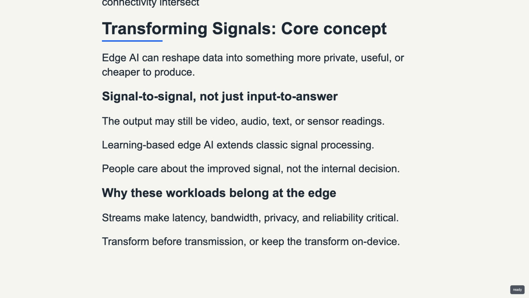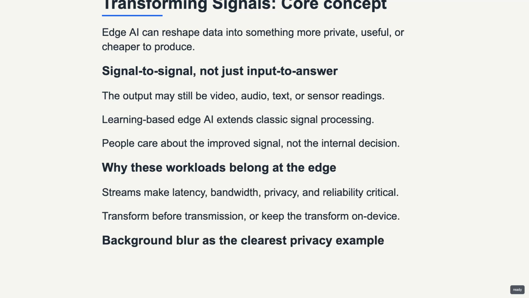Background blur makes the idea very concrete. The model is not trying to identify a scene for its own sake. It is trying to rewrite the image so the person stays visible and the surrounding detail becomes less exposed.